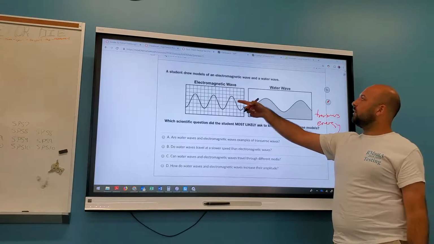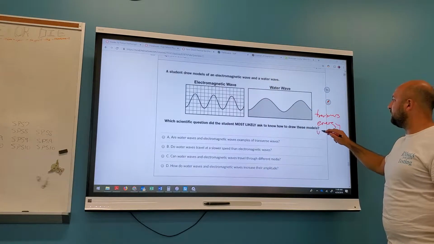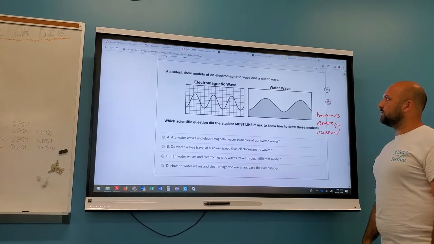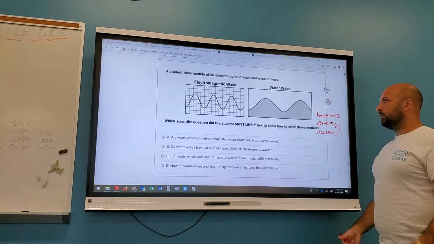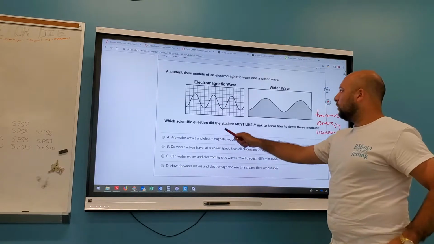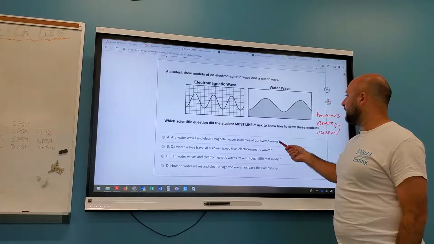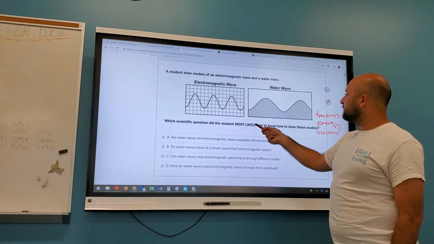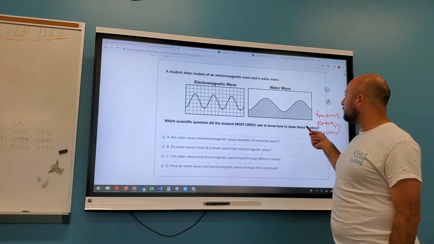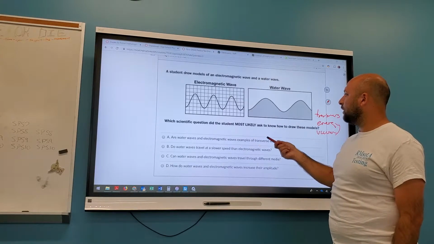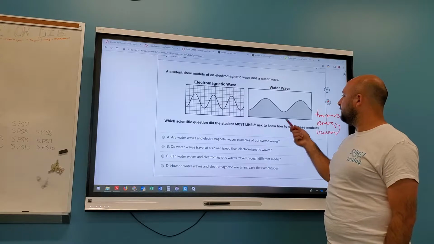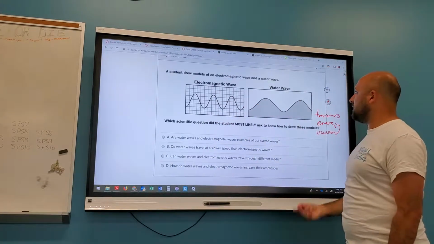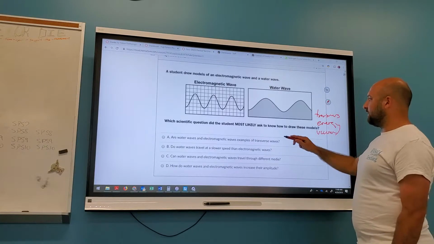EM waves, we know, can happen in a vacuum. And water waves, again, just transfer energy. That has a medium there. Okay, well, let's look. Are water waves and EM waves examples of transverse waves? Which scientific question did the student most likely ask to know how to draw these? Okay, well, are they both transverse waves? And then they drew these. I guess you could ask that question and then draw that model and be like, oh yeah, they're both transverse waves. So I guess that one could work.